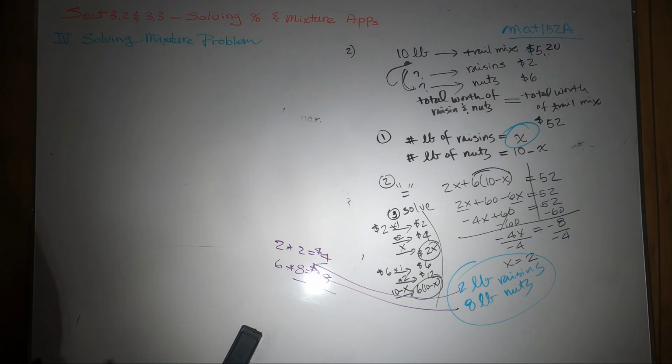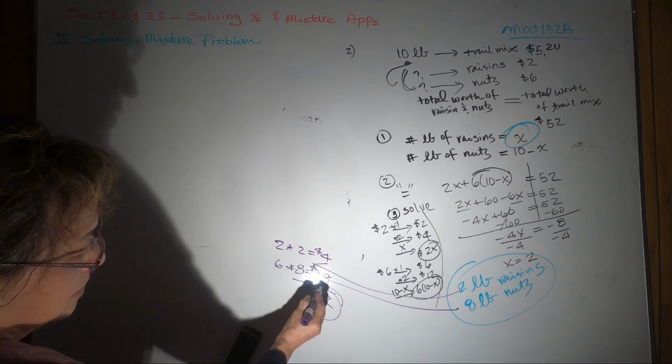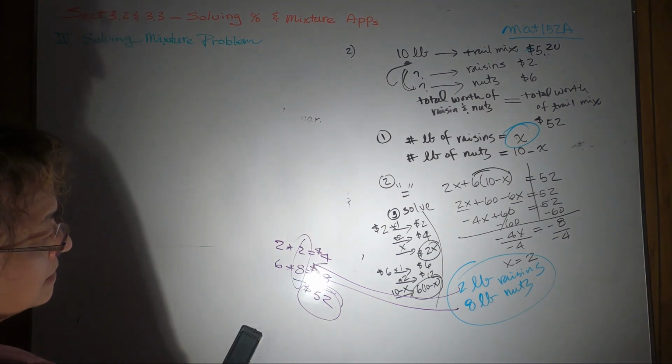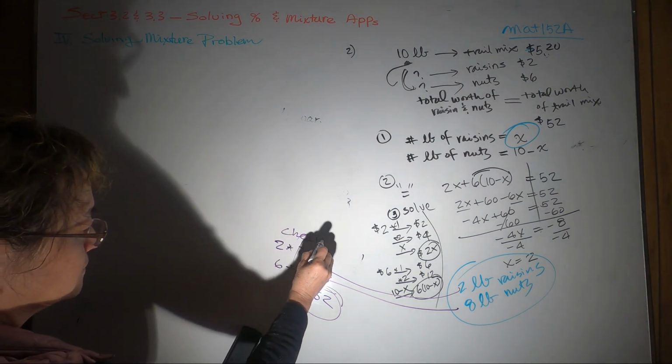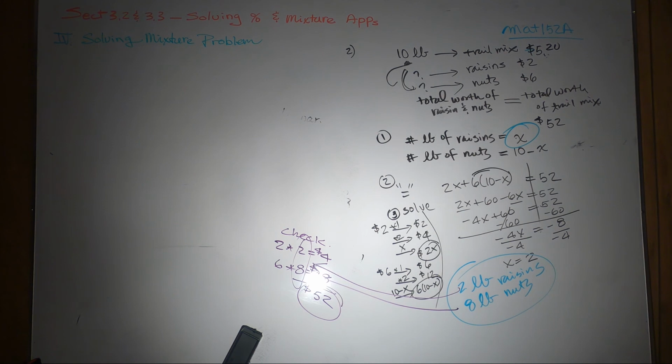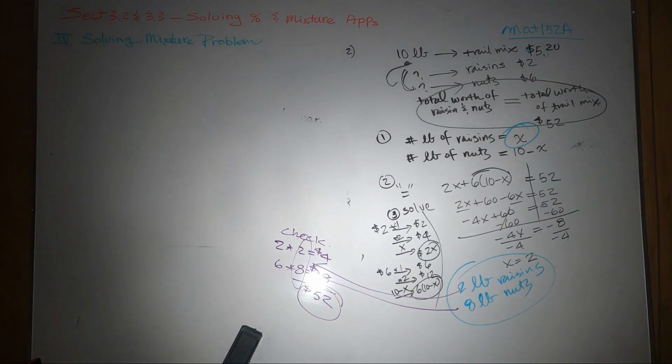It's worth that. Then how much is worth total? $52. Is that right? How many pounds do we have? 10 pounds. That's how you check. Are we good? That's how we mix things together, but the total worth should be equivalent, right? Whether you separate them or you mix them.